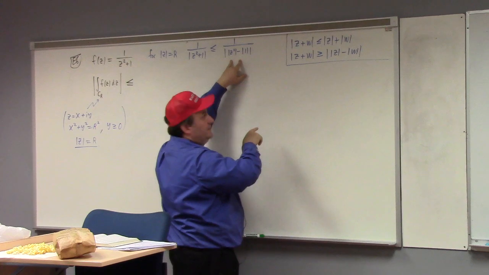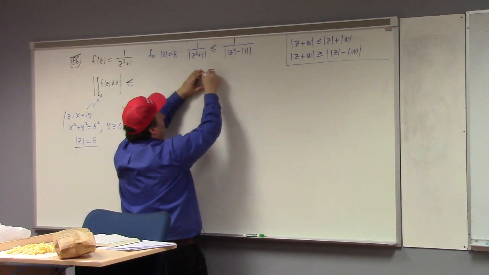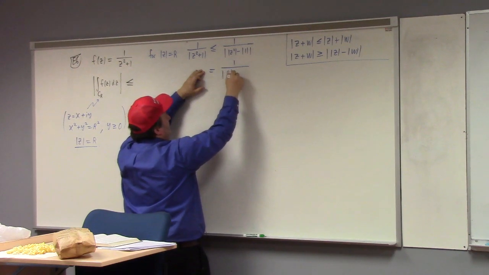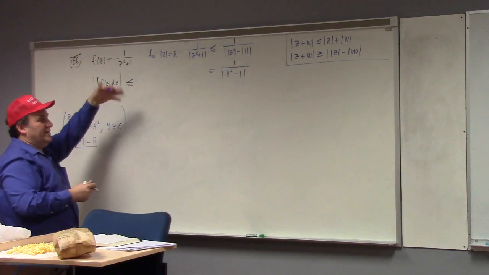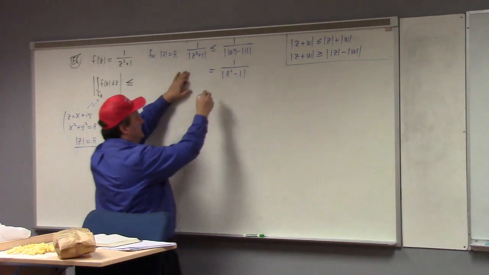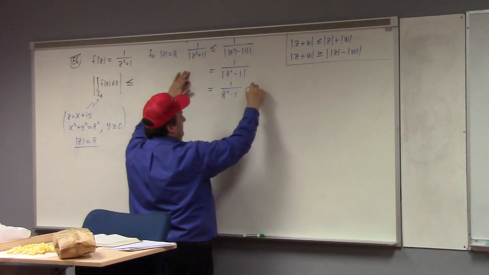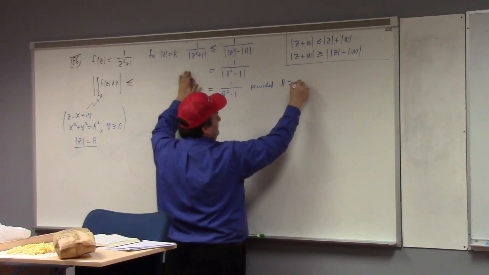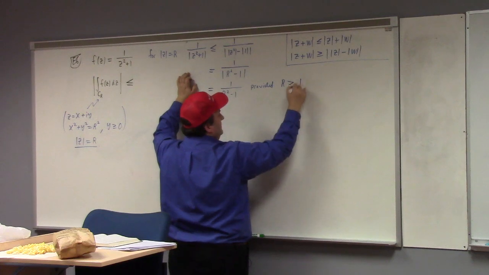Right? And notice that this is actually equal to 1 over the absolute value of r squared minus 1. Right? We'd like to get rid of the absolute values. I can rewrite this as straight up equals 1 over r squared minus 1, provided what? R is what? Greater than 1, yes.